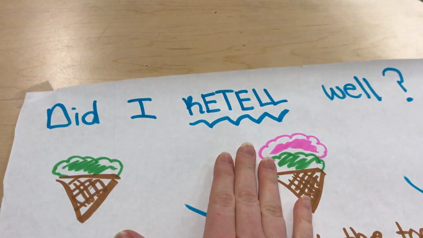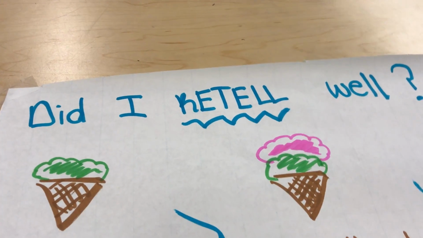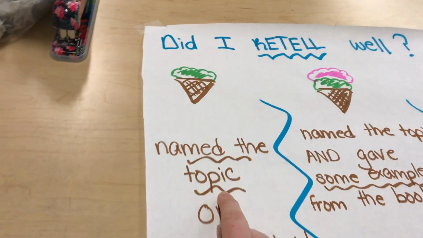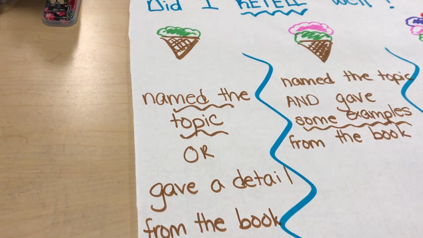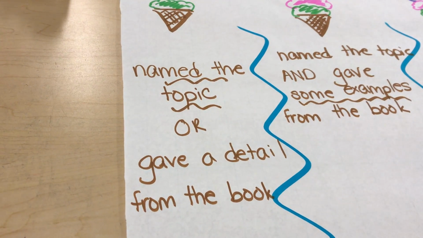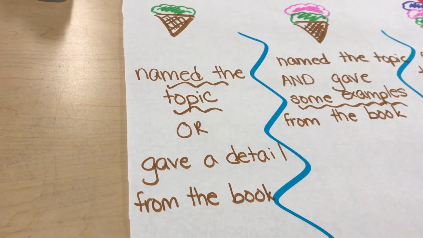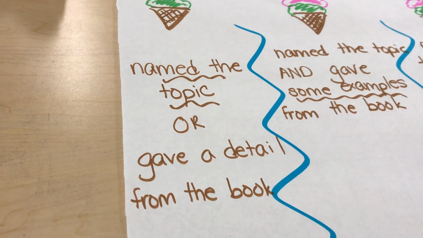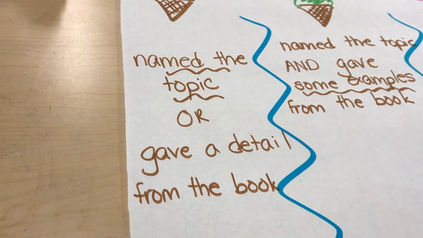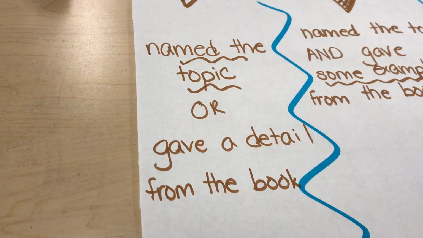So today we're going to be using a chart that asks, did I retell well? This is a single scoop retell. A single scoop retell has something, but it doesn't have a lot. It doesn't really have enough to retell well. So when I retell a nonfiction book with a single scoop, I just name the topic or I give one detail from the book. So I might say, in this book I learn about monkeys.